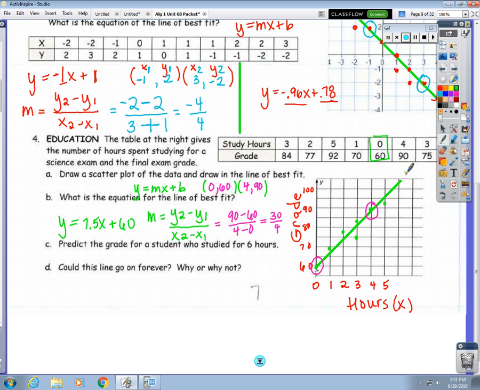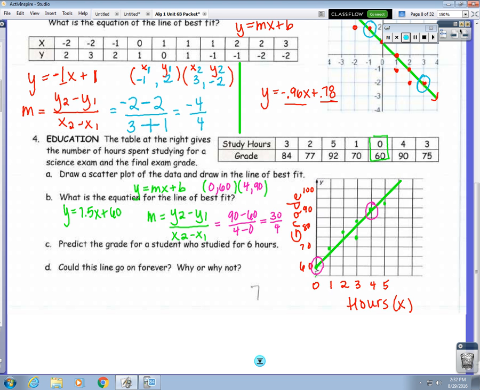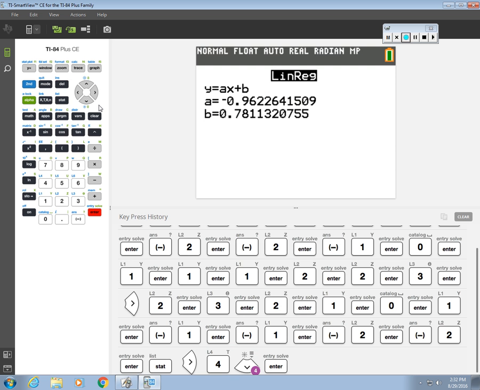Okay, you didn't get 7.5? No, 30 over 4. I didn't get those points. It is 7.5, yes. Okay, so now let's put it in the calculator. Let's put these coordinates in the calculator and give ourselves a new equation to see how close our line of best fit is. Okay, so what do I hit first?